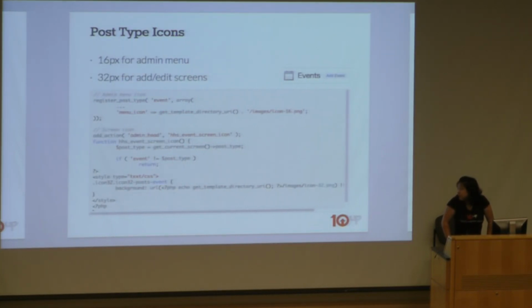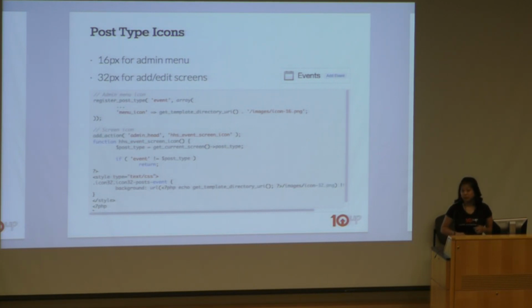Okay, but before we even get into that stuff, talk a little bit about iconography and integrating into core. With post types, you get two kinds of icons. There's a 16-pixel square one for the admin menu. When I talk about the admin menu, I'm talking about the menu that's on the left-hand side. The bar at the top is called the toolbar.